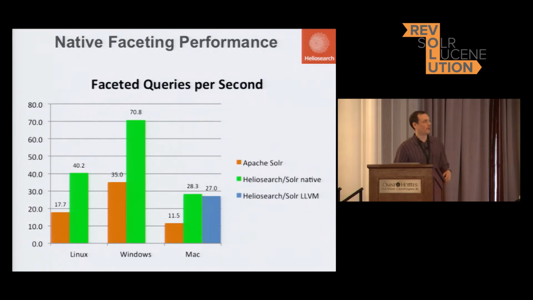And so here's the results we got on our native code faceting. And they were really good. It was like on all the platforms. I tested on these, these are just my home boxes. That's why the bars are so different based on platform, because they're different CPUs, different architectures. But on every architecture I tested, we got at least double the performance.